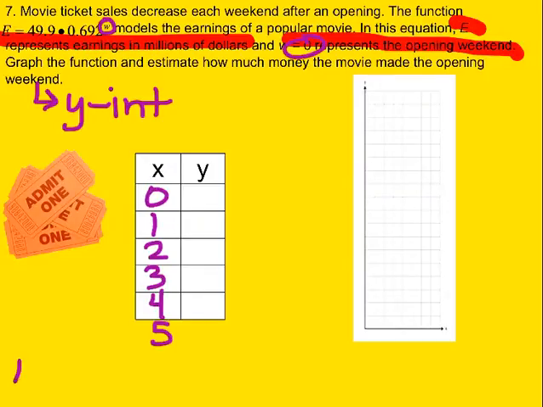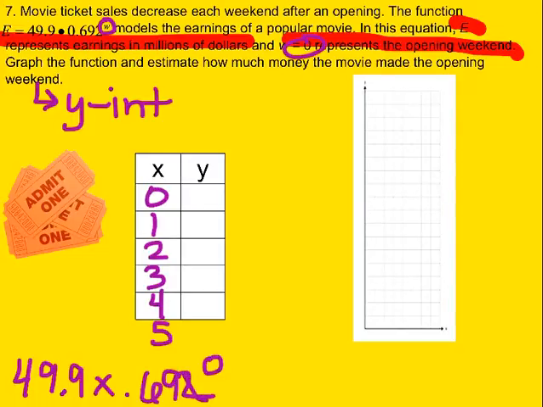So in your calculator, you're really just going to do 49.9 times 0.692 raised to the 0 power. Now, when you do that, you get 49.9. Okay, so 49.9, that's how much money was made the opening weekend, $49.9 million.